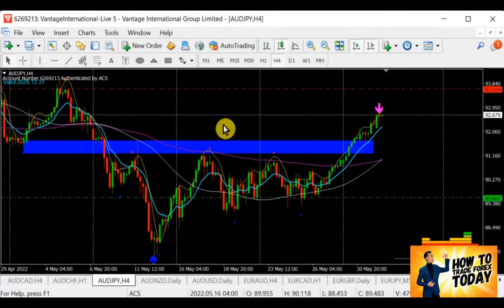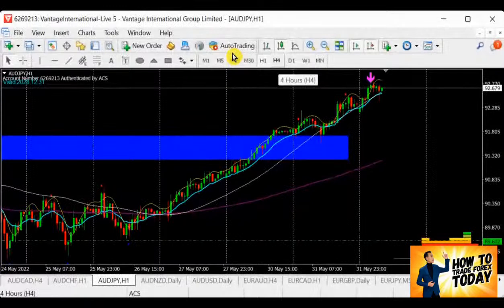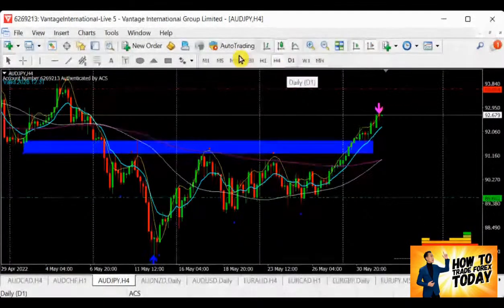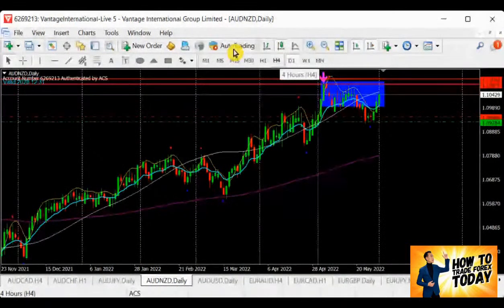For Aussie yen, we are still moving to test the resistance, so I'm not going to put this into my watch list. Aussie Kiwi, we are back here. Buying is still possible, but no for selling, definitely.